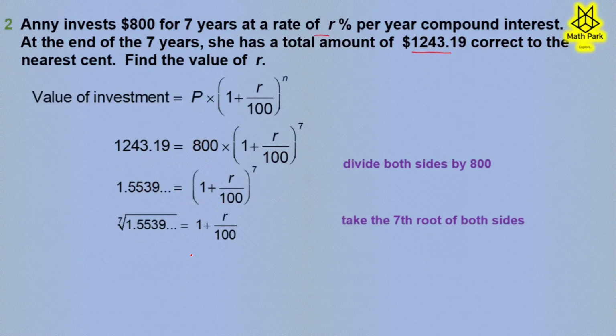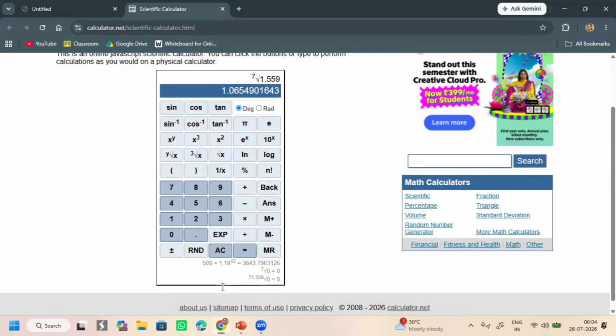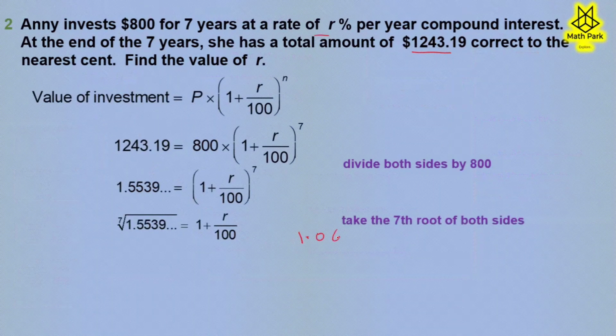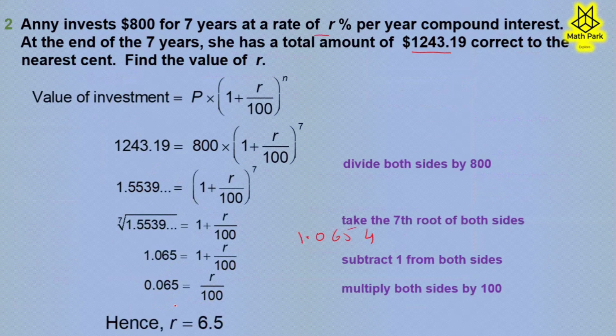Let's use our calculator now. So we find the seventh root of 1.5539, which we get as 1.0654. So rounding to 3 decimal places, we get 1.065 is equal to 1 plus R over 100. Let us subtract 1 from both sides. So we get 0.065 is equal to R over 100. Multiplying by 100 on both sides, we get R is equal to 6.5% per year. Got it?